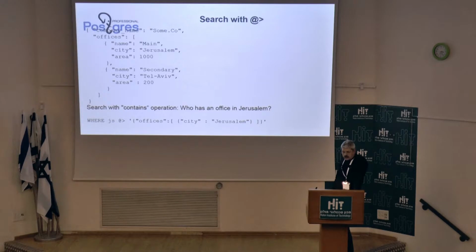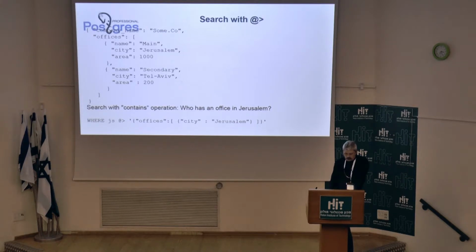There is a contains operation, at greater. What does it mean? It means that some JSON contains some other JSON as a subset, inside it. For example, suppose that the data stored in a JSON field is like that.